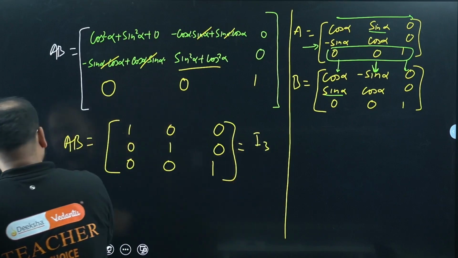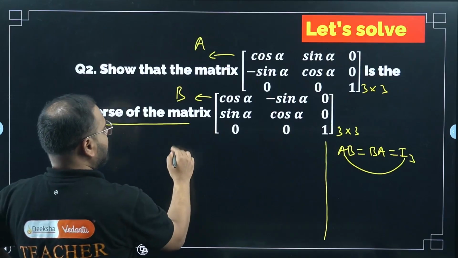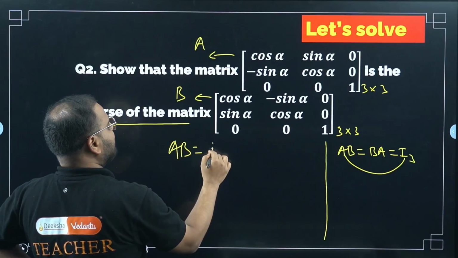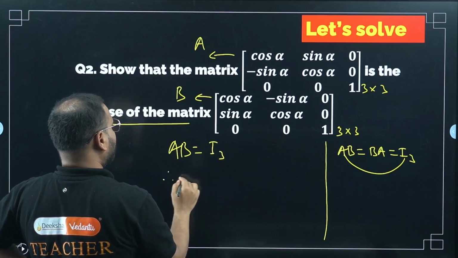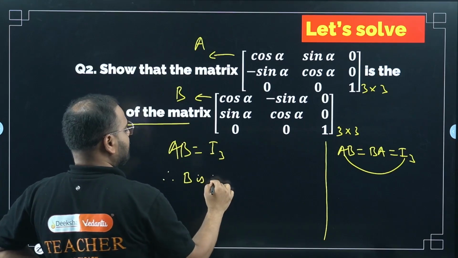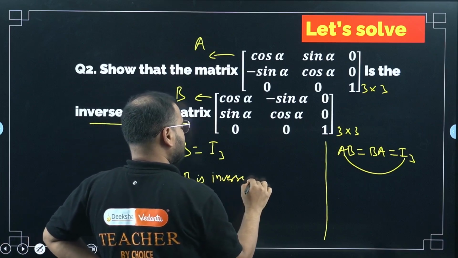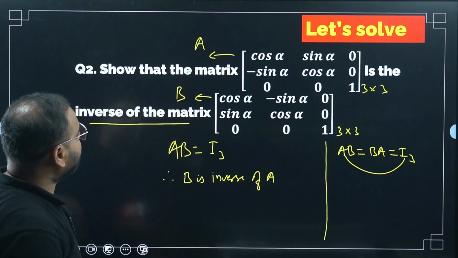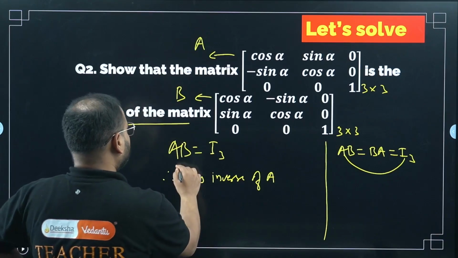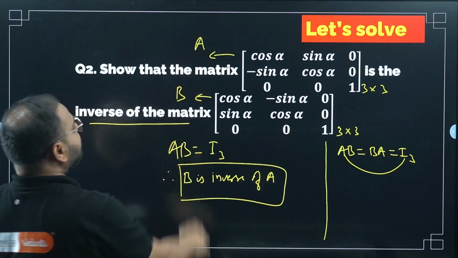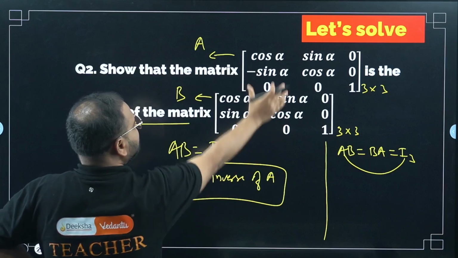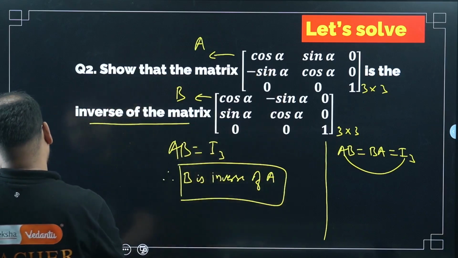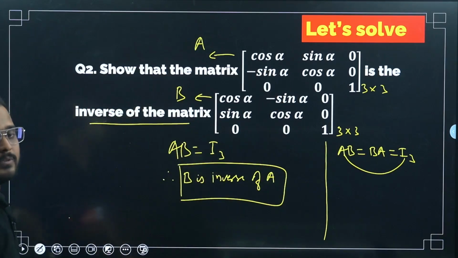If that is the case, what we got? We got AB is equal to I3. Then we can say that therefore B is inverse of A. B is inverse of A, correct? In that situation, I named it as B and A. That's what we have to prove. Prove this matrix is inverse of that matrix. I hope the answer is done. I hope this is clear.